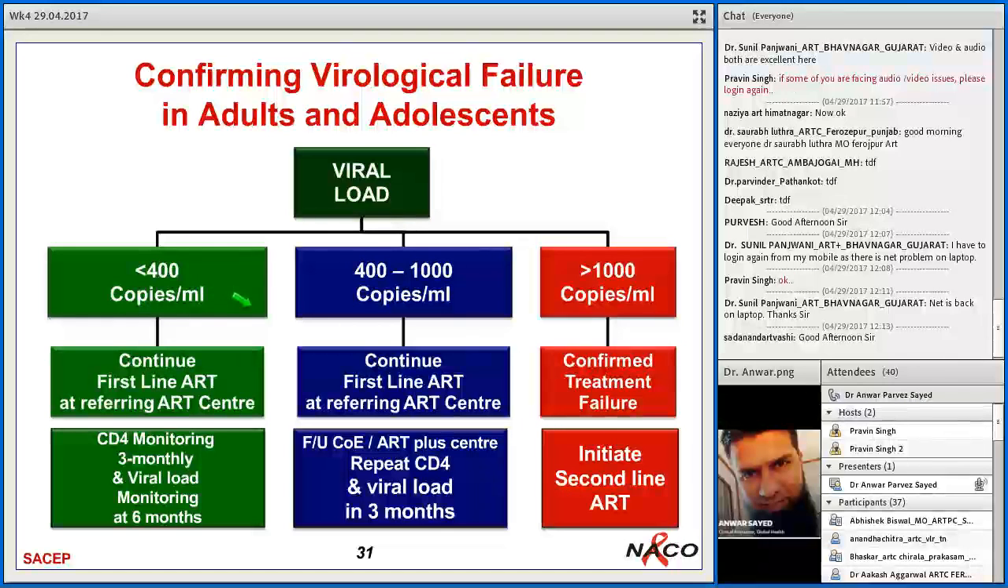If viral load is less than 400, then the patient is asked to continue on the same first line, but will be asked to do CD4 testing every 3 months, and viral load will be repeated after 6 months. If it is between 400 and 1000, then the same first line ART will be continued at the referring ART center, and viral load and CD4 will be repeated after 3 months.